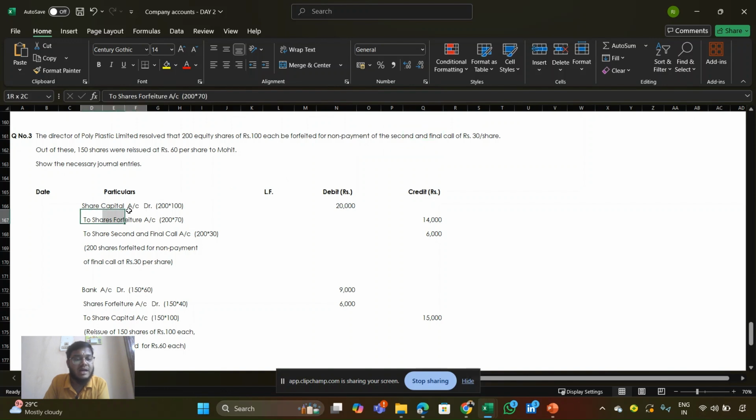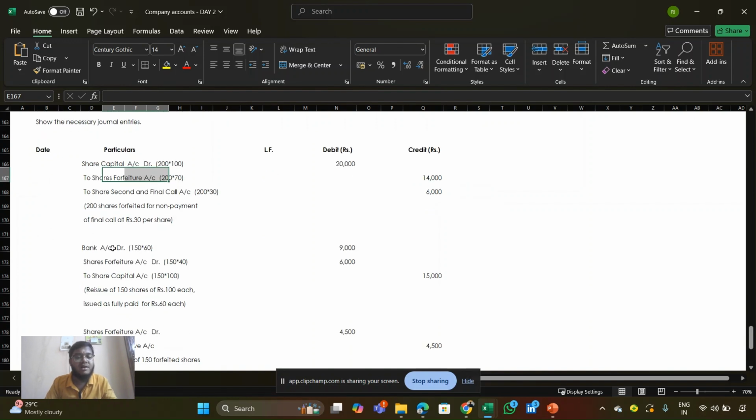First, share capital account debit, to share forfeiture account, to share second and final call. For forfeiture, you have to write 20,000: 200 into 100 is 20,000. The second call they didn't pay is 30, so 200 into 30 is 6,000. The balance is 70, what they have paid, which will be cancelled. So 200 into 70 is 14,000 will be cancelled.